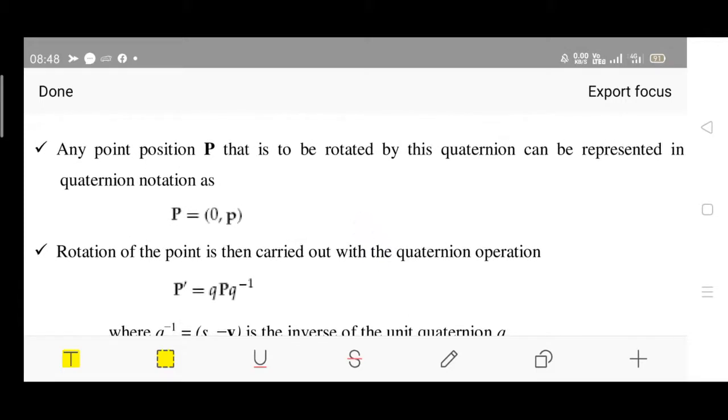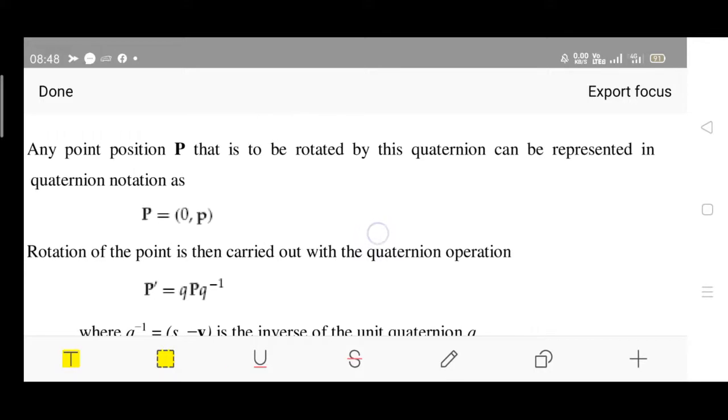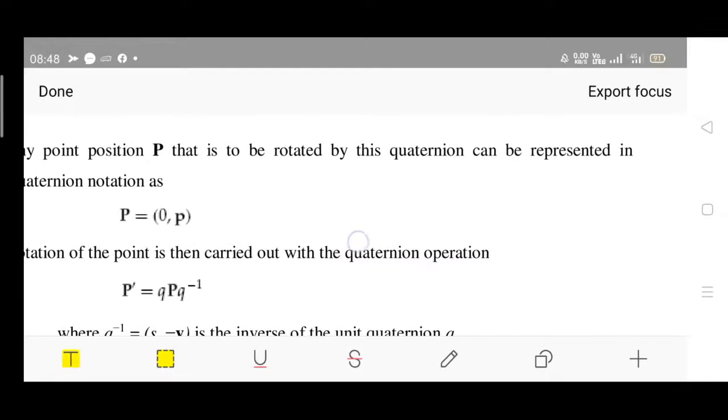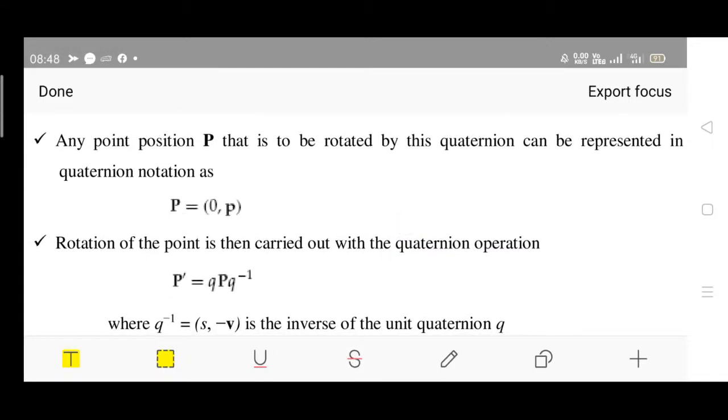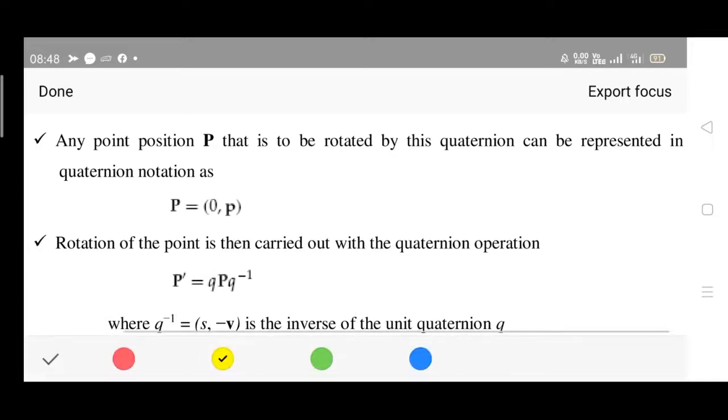Any point at position P that is to be rotated by the quaternion can be represented in the quaternion notation as follows. This is the notation of the quaternion. A pair of values, P equal to 0 comma capital P, where capital P equals 0 comma small p, and rotation of the point is then carried out with the quaternion operation. So rotation of the point is carried out. How? A sequence of operations is required for this.